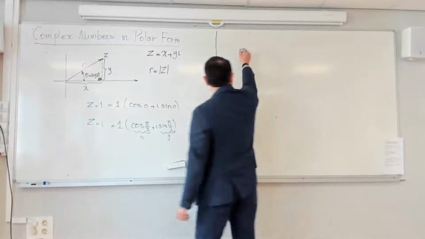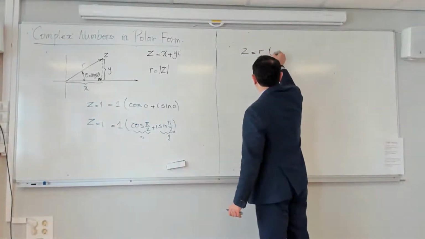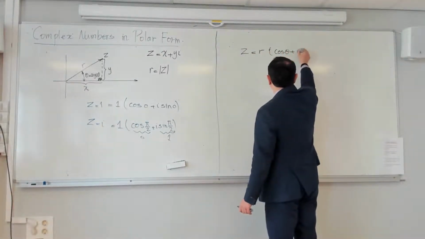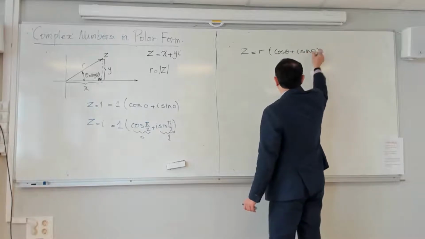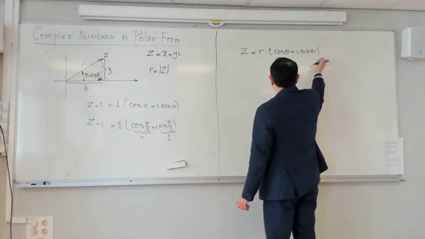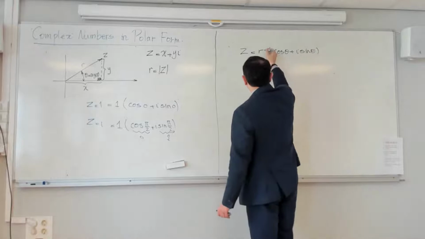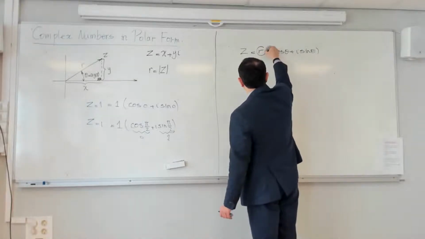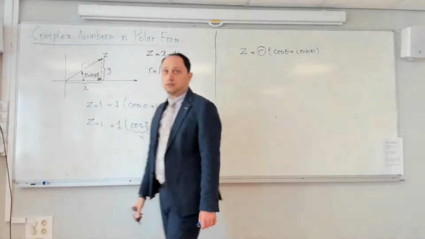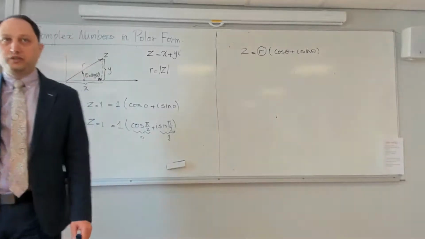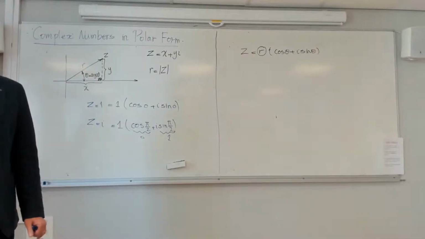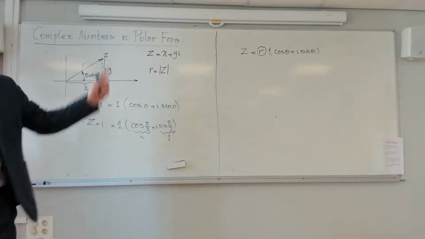So z equals r cosine theta plus i sine theta. Okay, this is called the polar form of a complex number. What type of number do you expect to see here? A real number. A real number, more than that. A positive real number, yes, because this represents the absolute value.